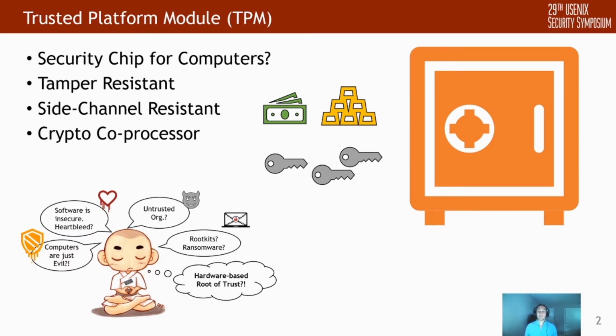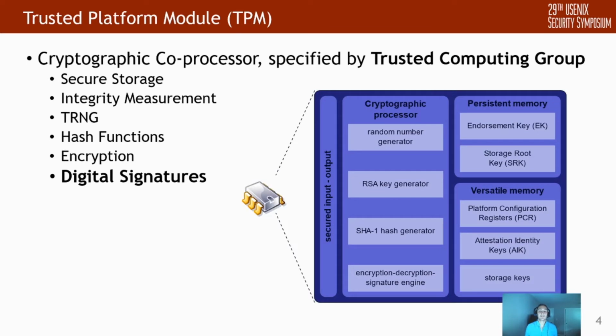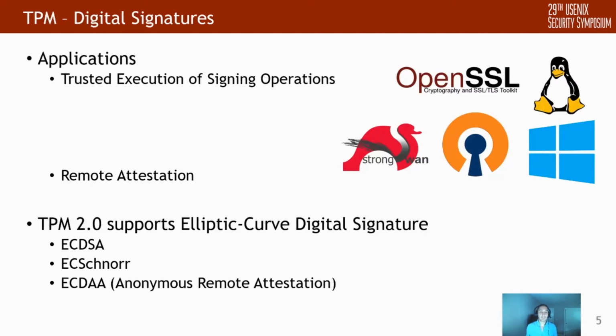We use TPMs because we cannot rely on the software stack to protect these crypto keys and credentials. So we put them inside this TPM chip and assume everything outside of this is untrusted. TPMs support a wide variety of crypto functionalities, but more importantly, they support digital signatures. And these digital signatures, of course, are important nowadays. They are used everywhere on the internet.